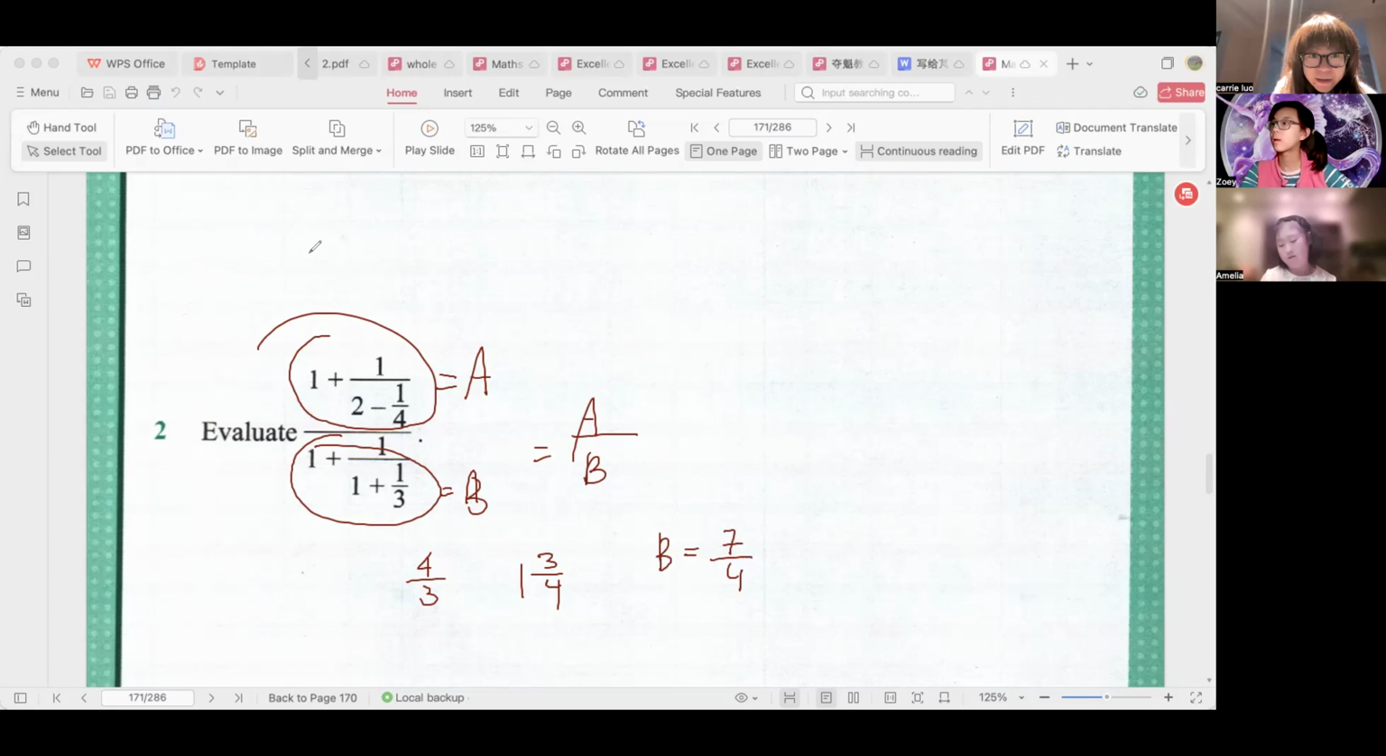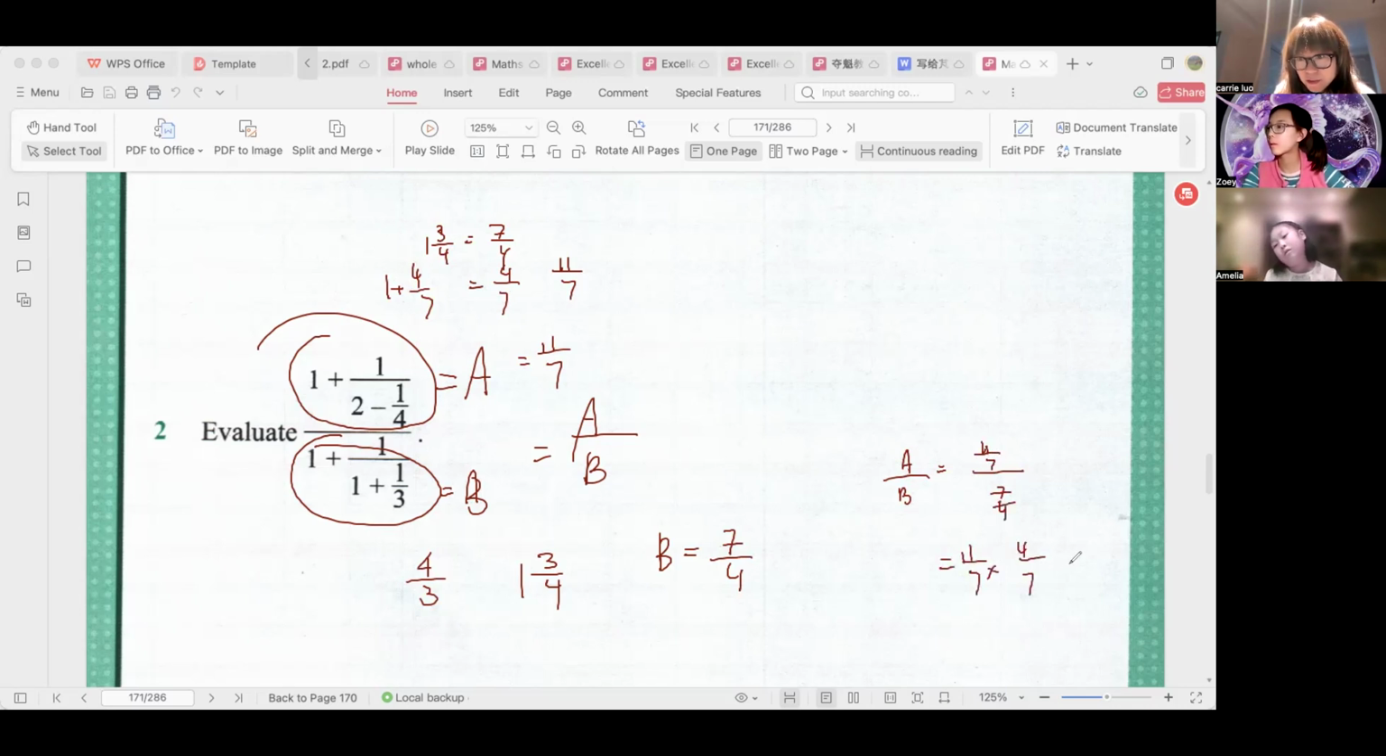Let's take a look at A. So 2 minus 1 over 4 equals 1 and 3 over 4, equals 7 over 4. And 1 over it equals 4 over 7. So 1 plus 4 over 7 equals 11 over 7. So A equals 11 over 7. So A over B equals what? 11 over 7 over 7 over 4. So the answer is 11 over 7 times 4 over 7, so equals 44 over 49.